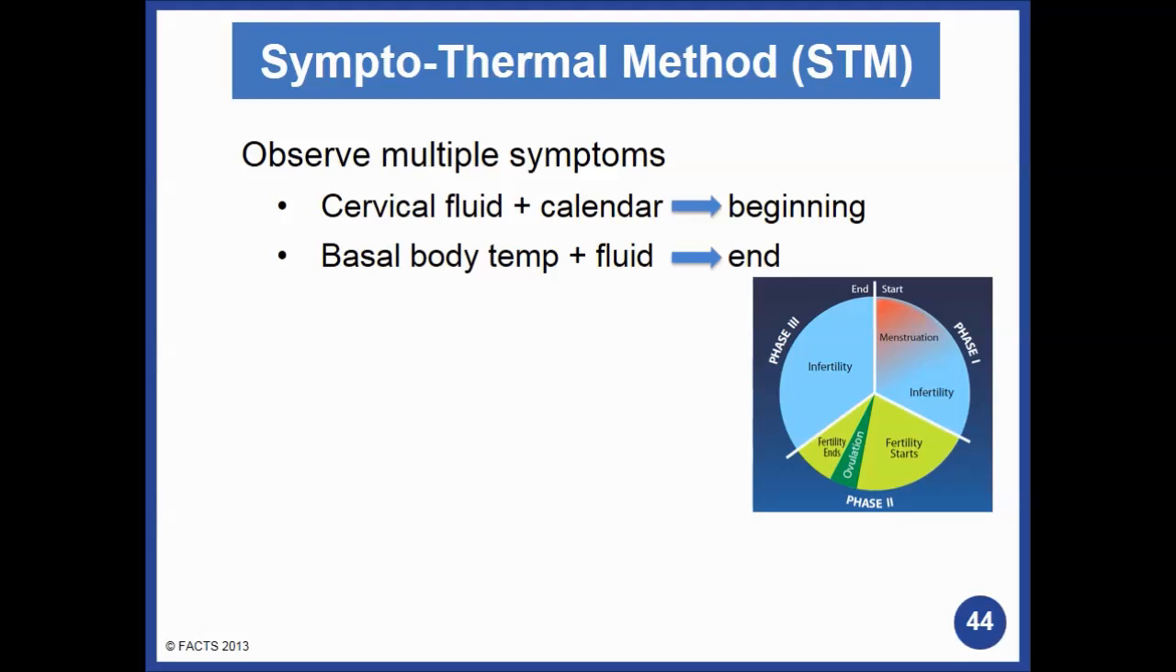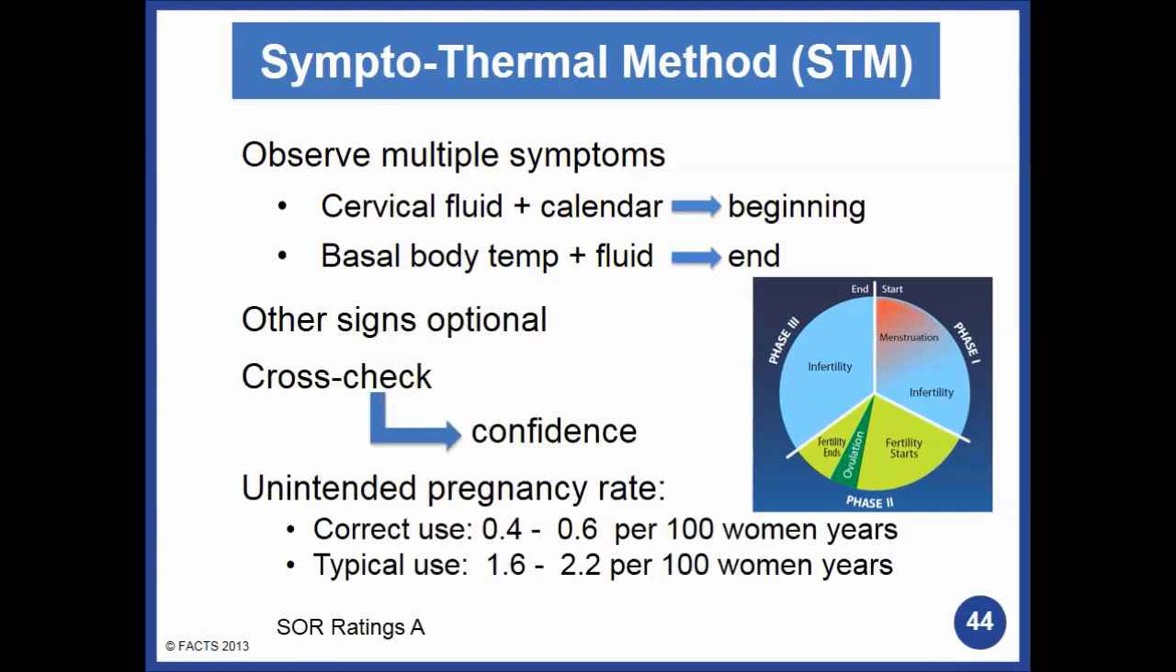With symptothermal methods, there's observation of multiple symptoms: cervical fluid to identify the opening of the fertile window, and then basal body temperature and change of the fluid to identify the end of the fertile window. This cross-check for some couples is really important for them to have confidence in the family planning method they're using, particularly for avoidance. These also have excellent efficacy rates with less than 1 pregnancy per 100 women years for correct use, and in typical use up to about a 2% unintended pregnancy rate.